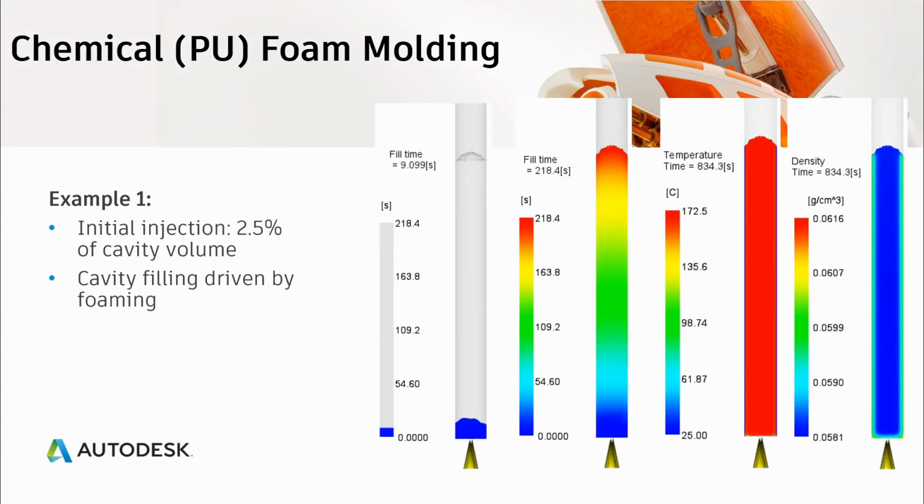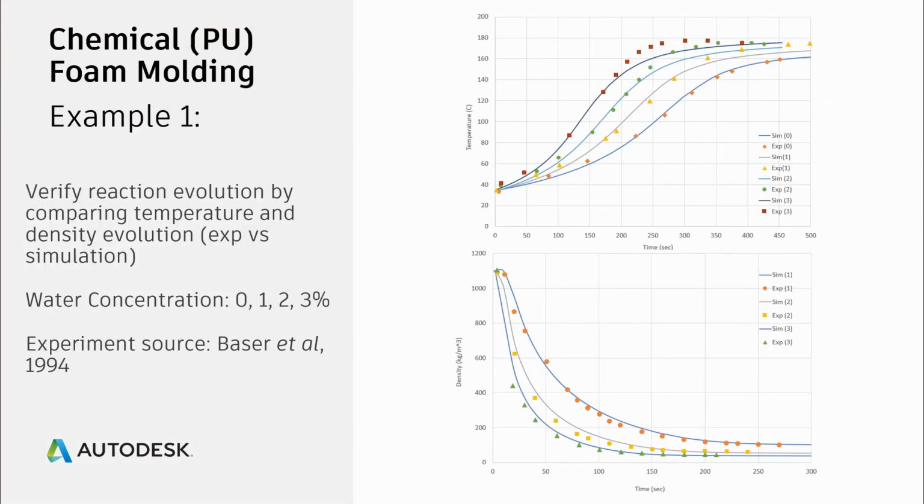The first example that I will show of chemical foam molding is an example where the initial injection volume is only 2.5% of the cavity volume, and the rest of the cavity filling is driven by the foaming of the polyurethane. And here we see the fill time result initially, and then after foaming, the cavity is being filled, and there's temperature results and density results, and also pressure results as you'd expect. So in this example, we can also verify that the temperature evolution and the density evolution are in accordance with measured values coming from an experiment reported by BASA.